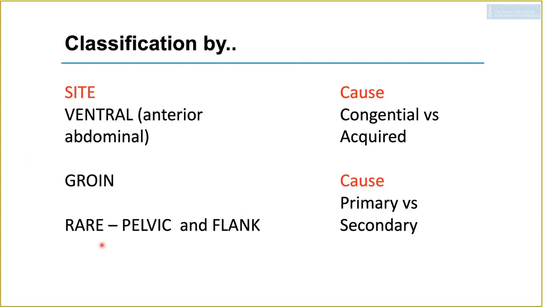So how can we classify these hernias? By site, so we've said already, we can have ventral or anterior abdominal wall hernia, and groin hernia, which are by far and away the commonest hernia that we're going to see, assess at a clinic, or operate on. There are really rare hernias that can occur within the pelvis and the flank, such as obturator hernia. We're not going to discuss those any further because they're just uncommon and just cloud your brain if you start to think about these. Stick to the common things. Let's learn about the common things. That's what's important. We can differentiate or classify by cause, so congenital versus acquired, and primary or secondary.